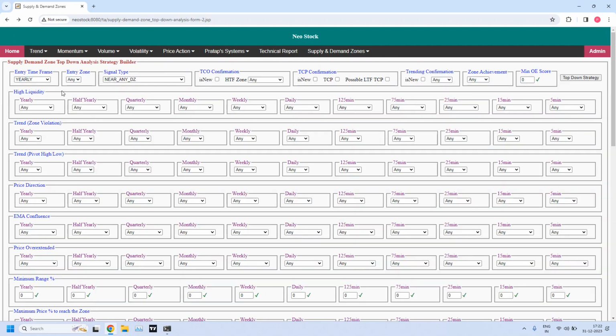Please remember, today is end of the year, end of the quarter, end of the week, end of the month. Everything is, today is the end of the day for all the time frames starting from yearly to daily. Today is the end of the day for all these time frames.